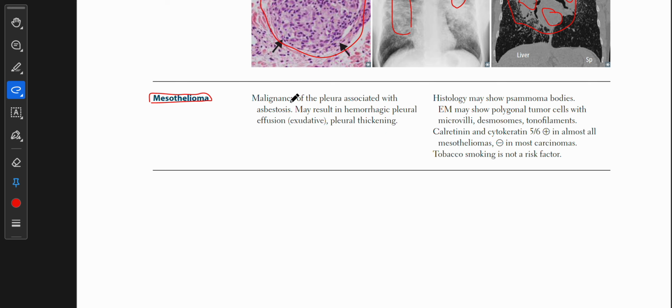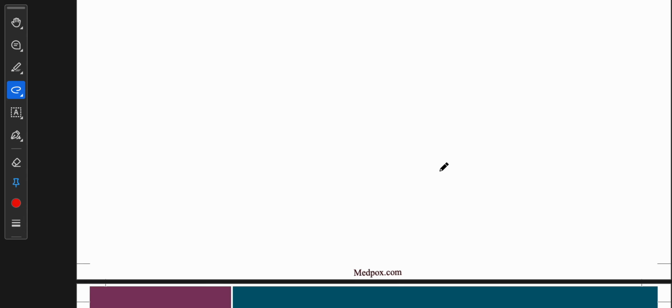And mesothelioma is a malignancy of the pleura associated with asbestosis. As I said earlier, mesothelioma has a very high risk factor with asbestosis, and histology may show psammoma bodies, which we talked about earlier in our general principles mnemonics. Also EM may show polygonal tumor cells, often microvilli, desmosomes, tonofilaments, and calretinin and cytokeratin 5/6 positive in almost all mesotheliomas, and absent in most carcinomas. So tobacco smoking is not a risk factor for mesothelioma.